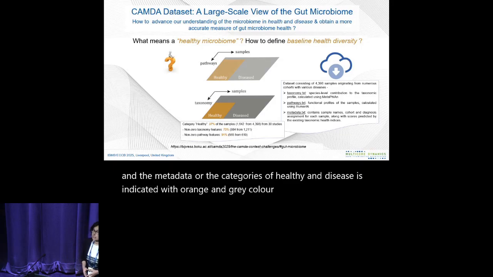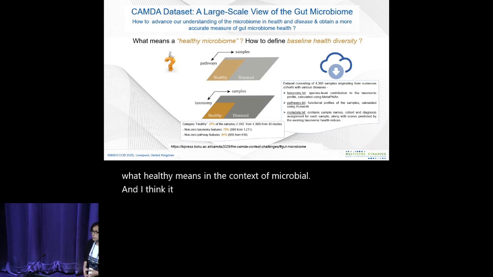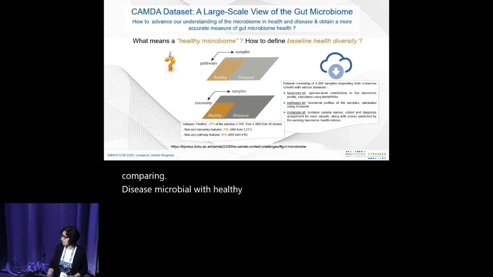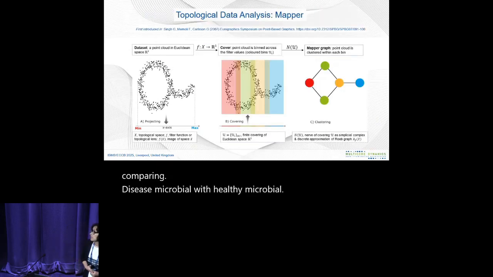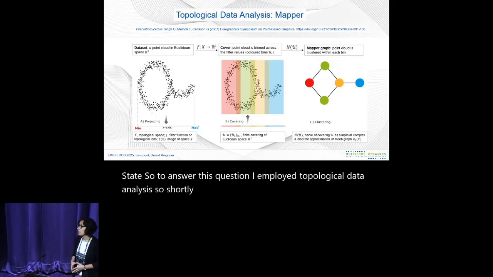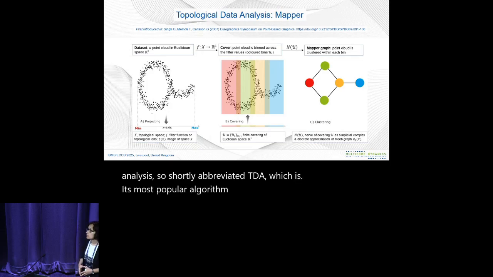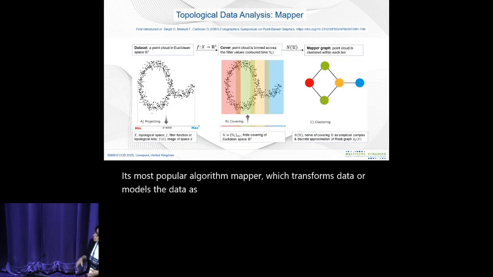So when looking at this data structure, I could not help but wonder what healthy means in the context of microbiome. And I think it is important to answer this question before comparing the disease microbiome with the healthy microbiome state. So to answer this question, I employed topological data analysis, shortly abbreviated TDA, whose most popular algorithm, Mapper, transforms or models the data as a graph, as shown on the left here.